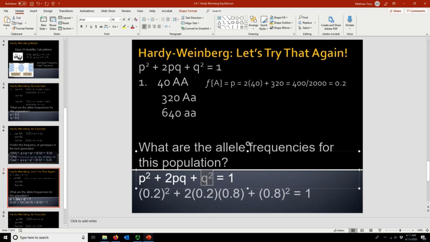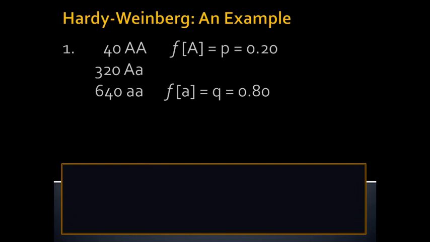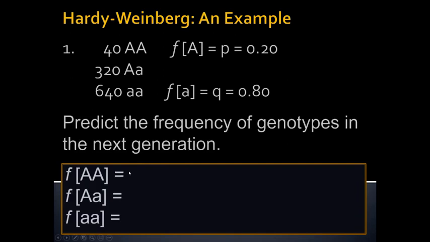0.2 times 0.2 is 0.04 or 40 out of 1,000. Yep, sure it matched. This is going to be 0.2 times 0.8 is 0.16 times 2 is 0.32 or 32%, 320 out of 1,000. So again, everything matches. We are in Hardy-Weinberg equilibrium. So in both of these examples that we've done, we are in Hardy-Weinberg equilibrium. So when we predict the frequency of the next generation, it matches our original observations.